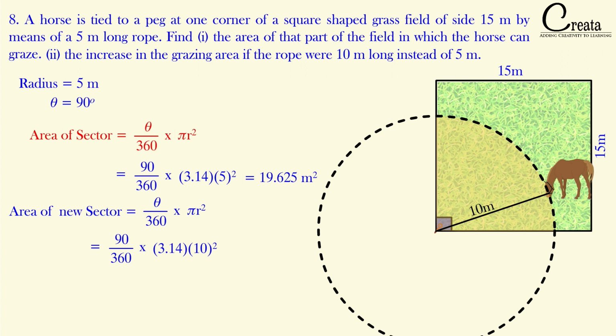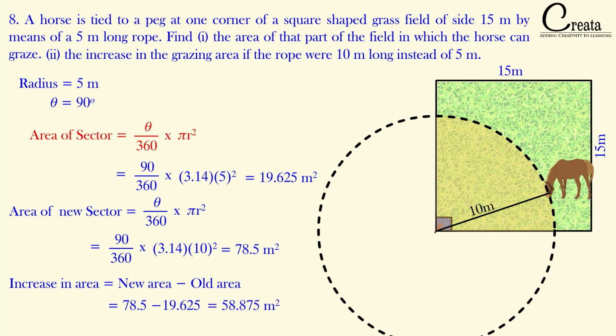Let's use the same formula, area of the sector. Let's put the value. We got the area of the sector as 78.5 meter square. That is the new grazing area. And in the question, we have to find the increase in the grazing area. The increase in grazing area will be the new grazing area minus previous grazing area. The new grazing area is 78.5 meter square. The previous one is 19.625 meter square. So we got 78.5 minus 19.625, which is 58.875 meter square. That is the answer of the question.